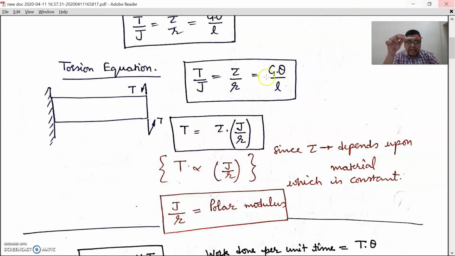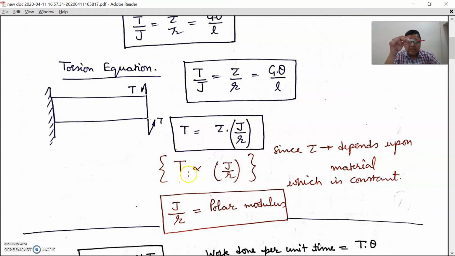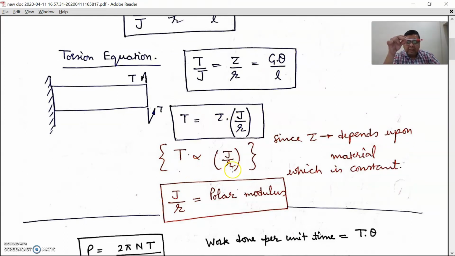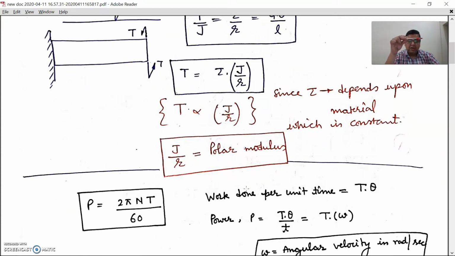But in this case, I'll choose the cross sectional shape in which J by R for that particular cross section is maximum, right? J by R should be maximum. So J by R is called the polar modulus. That is why this particular property is very, very important.